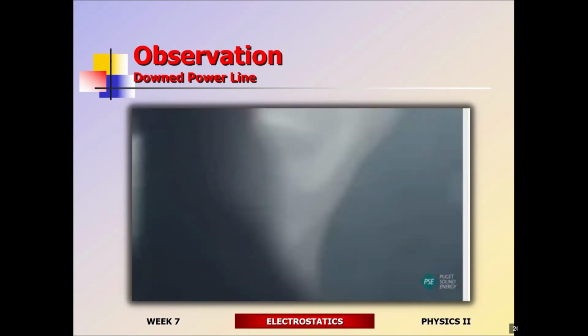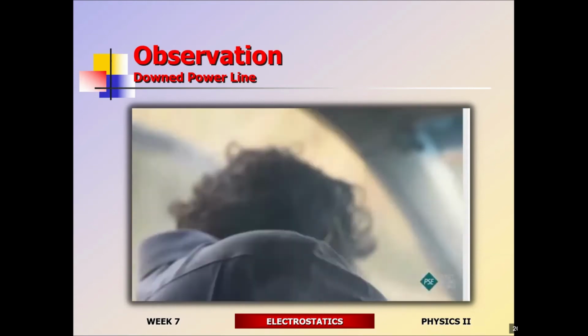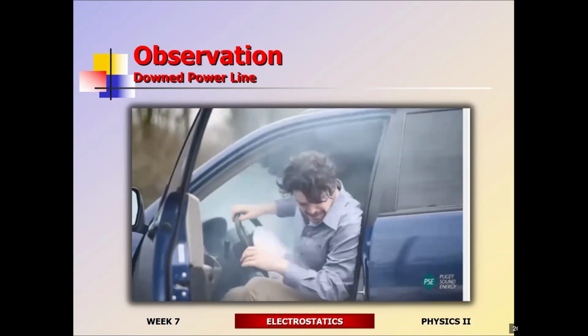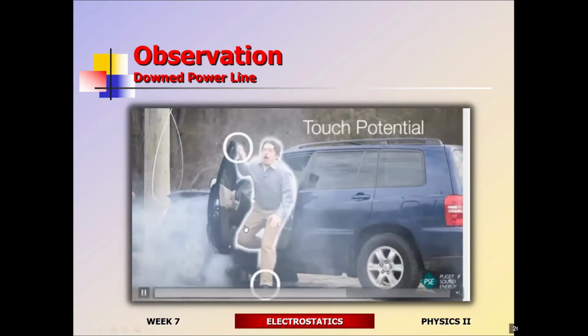Oh boy. Not good. Oh my gosh. Okay. Plan B. Exit the vehicle. But now I gotta worry about touch potential. Touch potential is risk of electrocution based on one part of the body touching an energized object like a car while simultaneously touching the ground. Electricity flows from the vehicle through the body and into the ground.